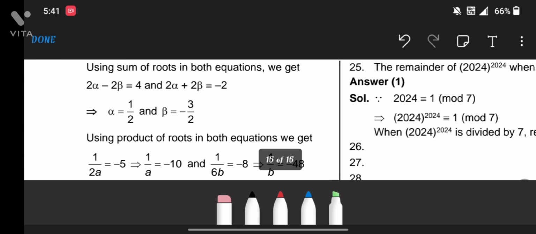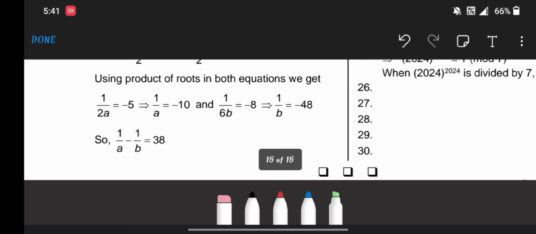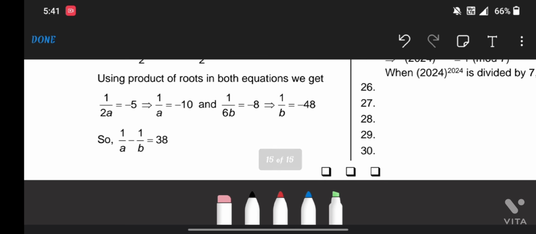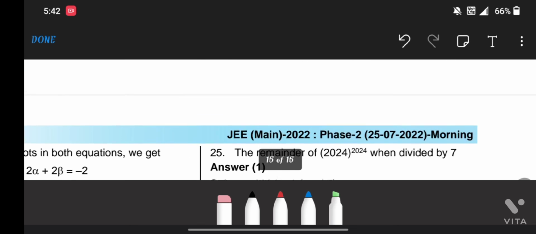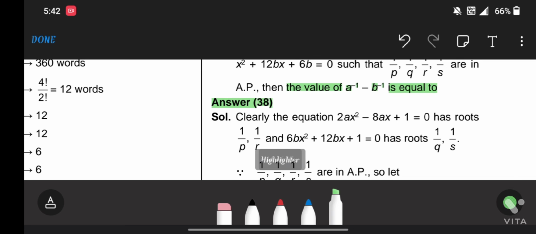So using the sum of the roots in both equations we get 2a minus 2b is equal to 4 and 2a plus 2b is equal to minus 2, so a is equal to 1 by 2 and b is equal to minus 3 by 2. Using this, if we solve the equations we get 1 by 2a is equal to minus 5, that is 1 by a is equal to minus 10, and 1 by 6b is equal to minus 8, so 1 by b is equal to minus 48. So 1 by a minus 1 by b is equal to 38. So the answer for this question is 38.